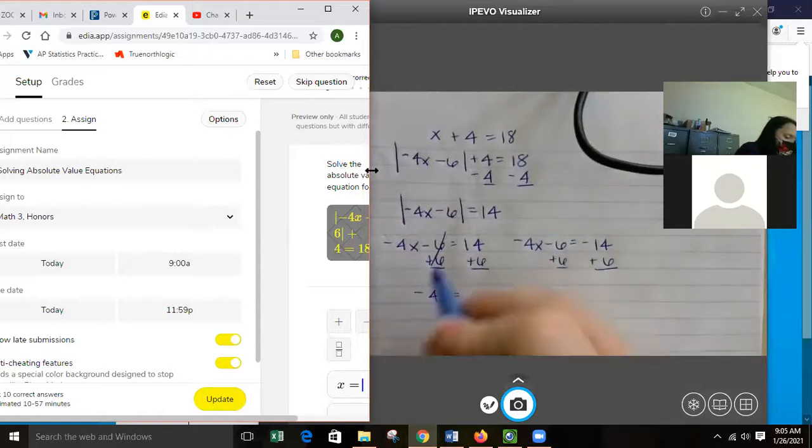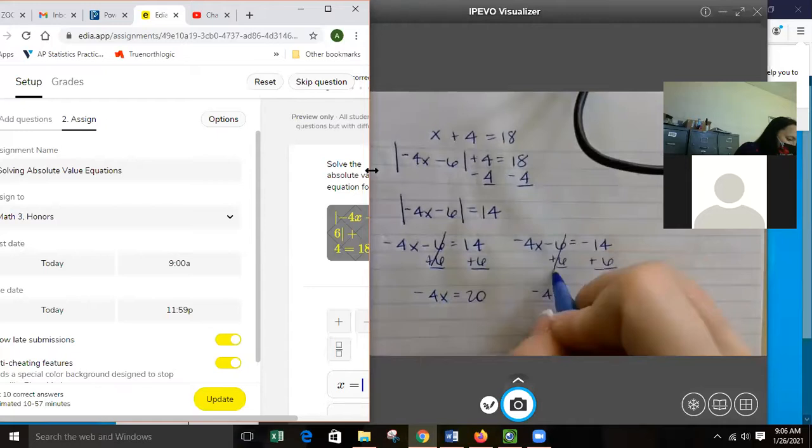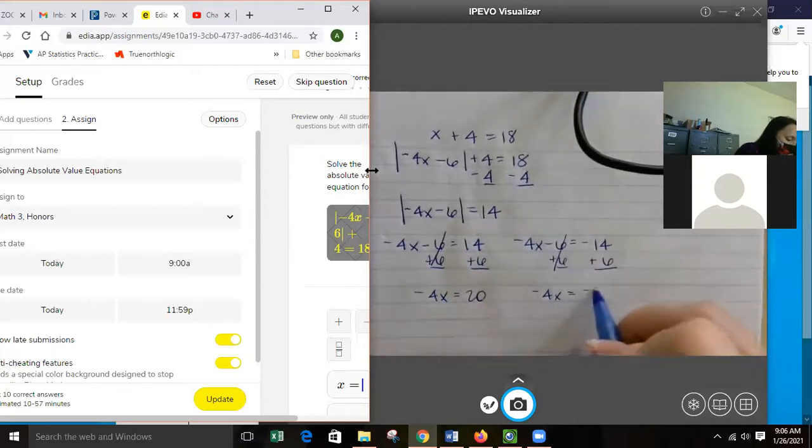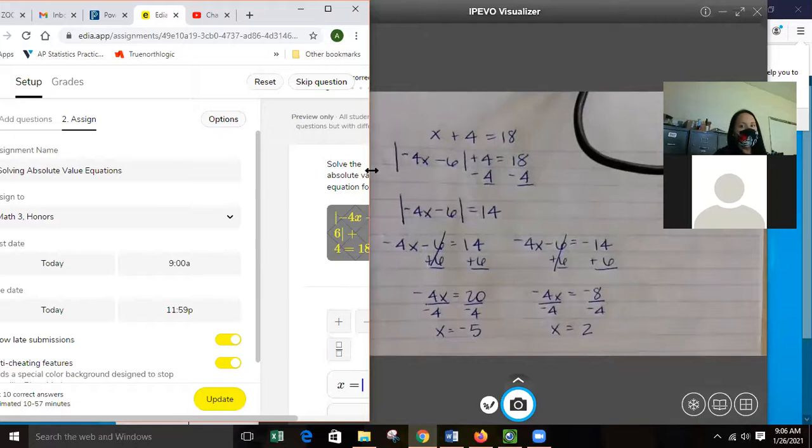14 plus 6 is 20. Negative 14 plus 6 is negative 8. And then finish it out. Divide by negative 4, and you get x equals negative 5. And guys, watch your signs, because you don't want to screw that up and that be the reason you missed this answer. All right, so we got negative 5 and 2.